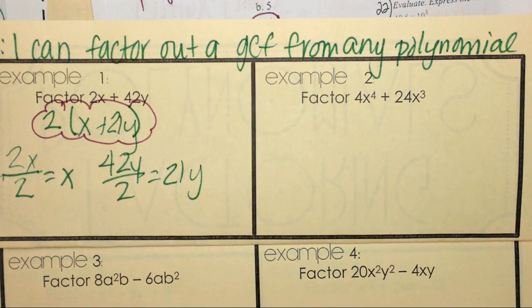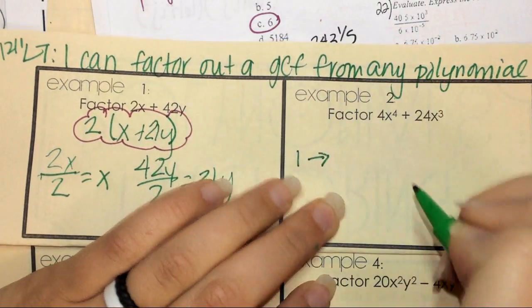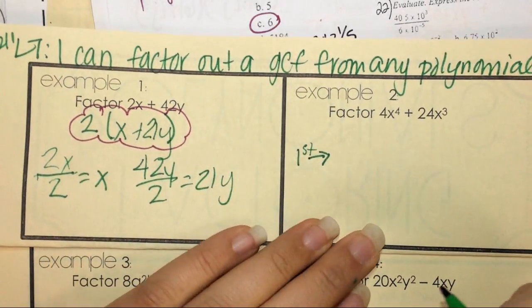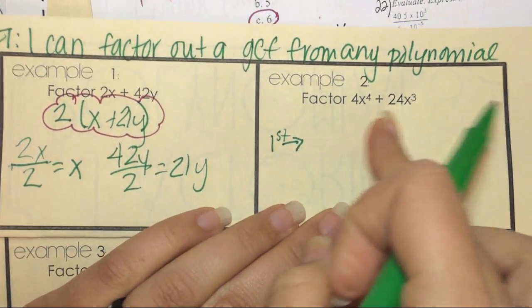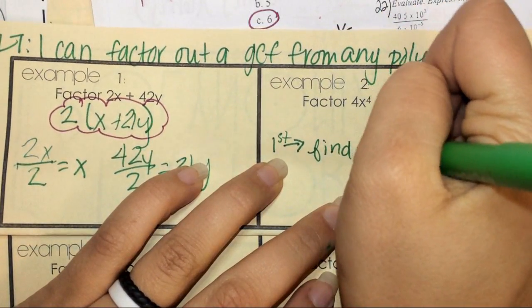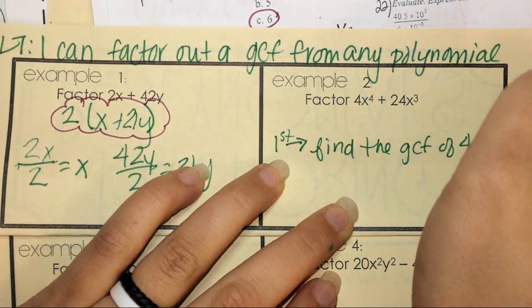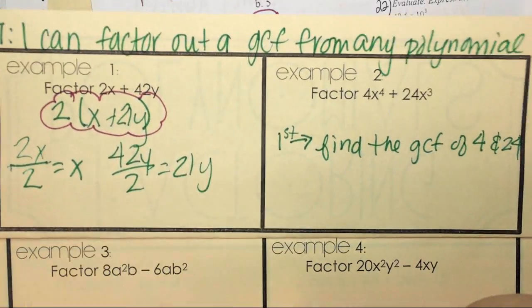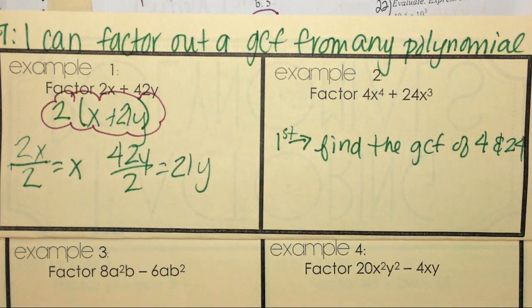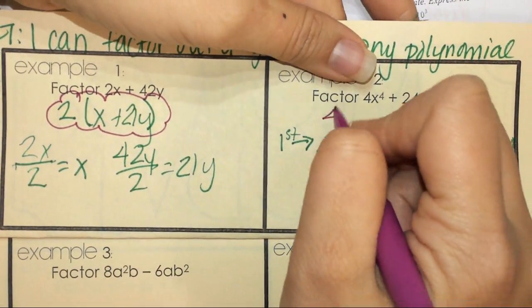Do they have a variable in common? Yep. So then we have to follow a rule. The first thing that we do, the first step, is we find the biggest number that goes into 4 and 24. So find the GCF of 4 and 24. The biggest is 4. Yep, take a point. So 4 is the biggest number.